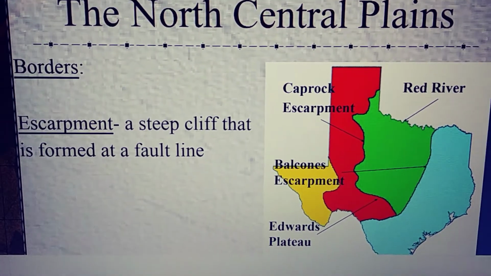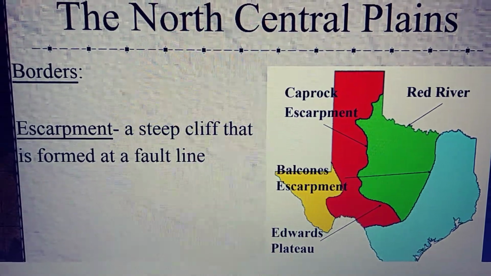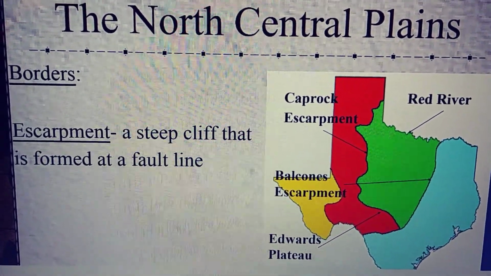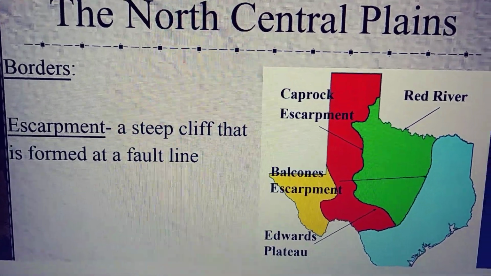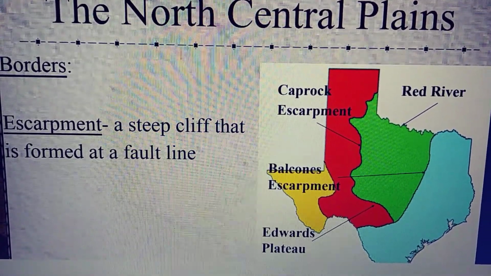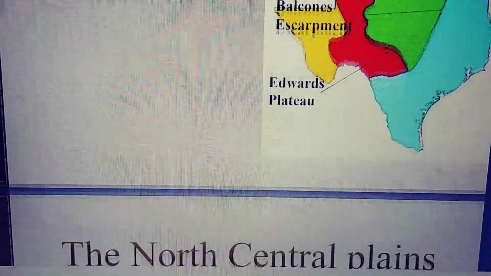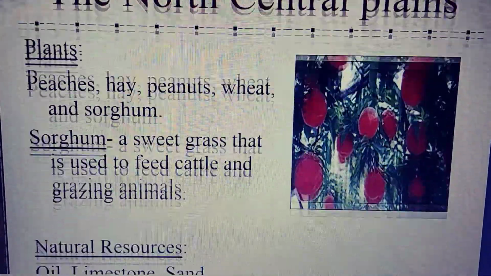Now we got the North Central Plains. They have the word escarpment. The definition of that is a steep cliff that is formed at a fault line, and they're pointing to the escarpment right there between the blue and the green. All right. The North Central Plains. What do they have?